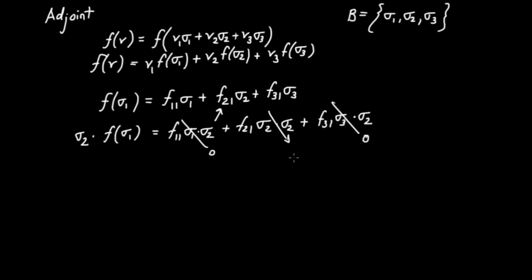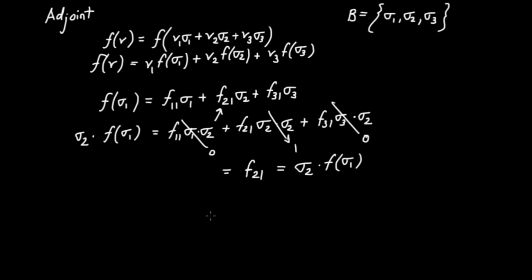This term is simply the squared length of sigma 2. Its length is 1, so this is 1. What's left on the right-hand side is precisely the component that I want, f21, which I found is equal to sigma 2 dot f sigma 1. Now, the fact that this is 2, 1, and this is 2, 1 is no coincidence, because we're going to generalize this process in just a second to isolate an arbitrary ij entry from a matrix.